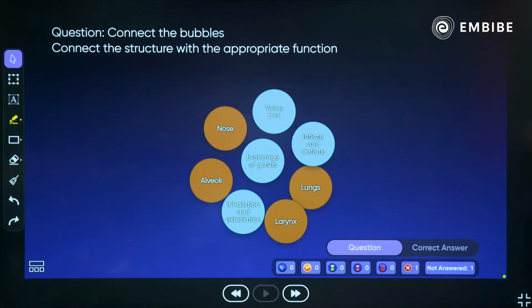Very easy, easy peasy, go for it. Super easy, just the nose, alveoli, lungs and larynx with inhalation, exhalation, exchange of gases, voice box, inflate and deflate. Quick, quick. Last 15 seconds. And 10, 9, 8, 7, 6, 5, 4, 3, 2, 1.